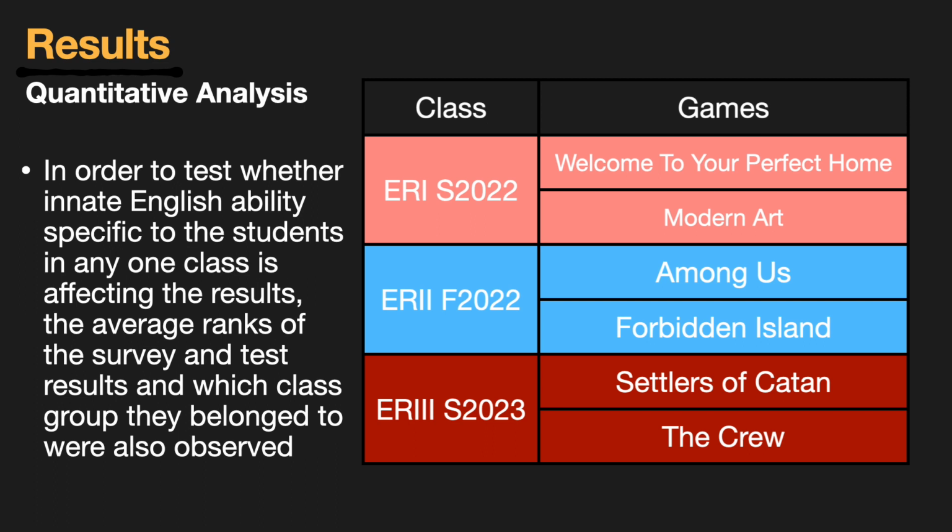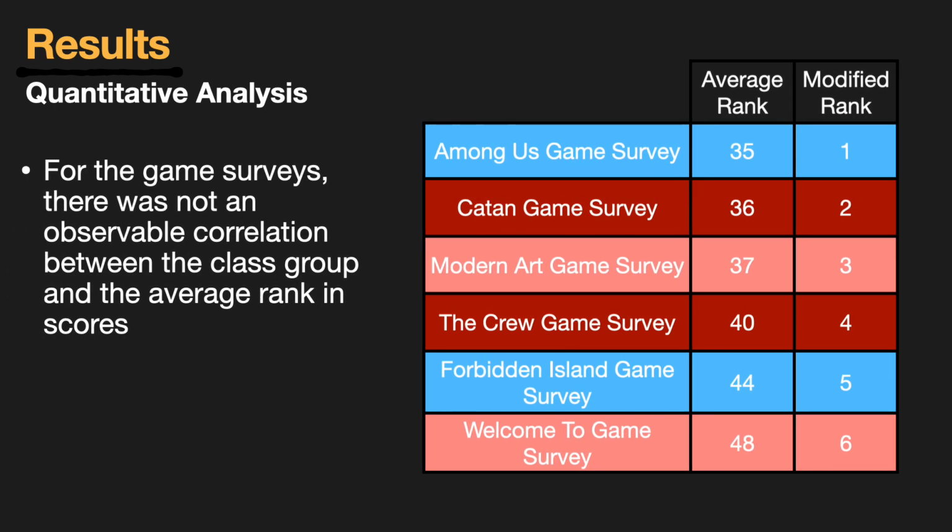Put another way, if the media type doesn't matter, then you would expect test scores to conform to the classes which took them. As a review, the following classes played the following games and read articles based on their gameplay content. As all classes will have students of varying degrees of English ability, you would expect that scores on vocabulary surveys would conform to the class group. However, this is not what we see for the game surveys.